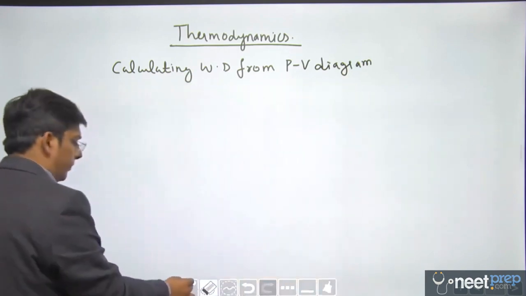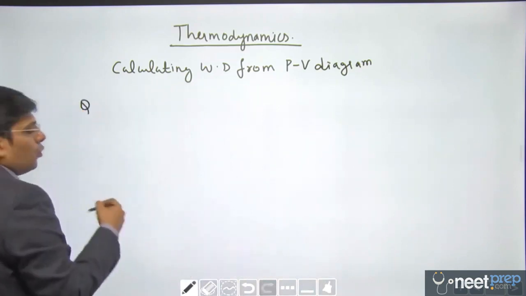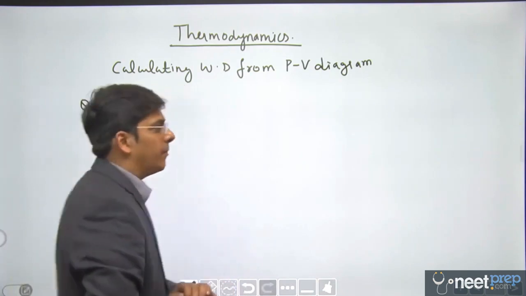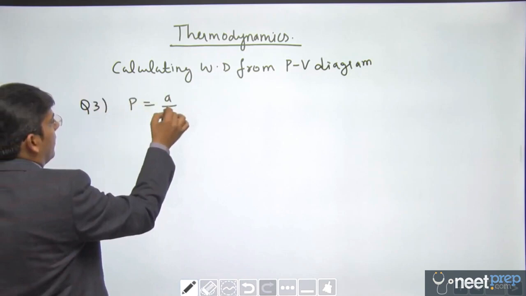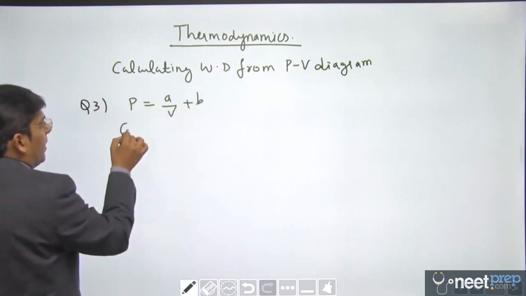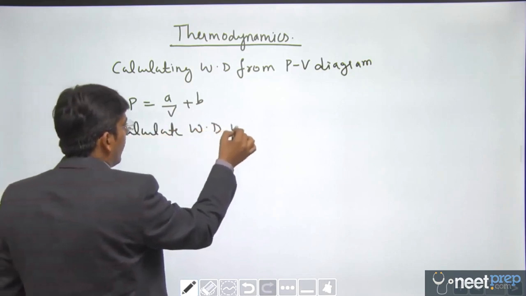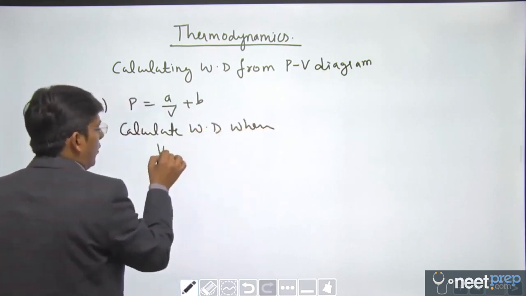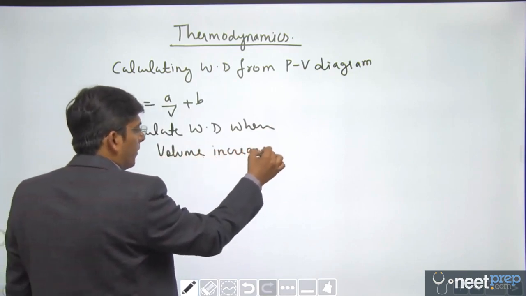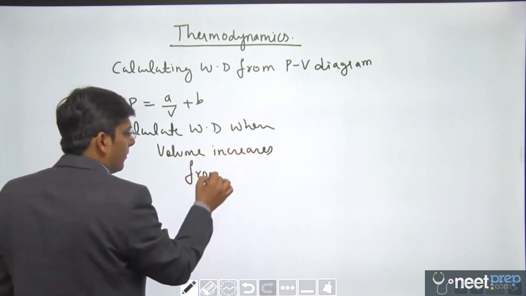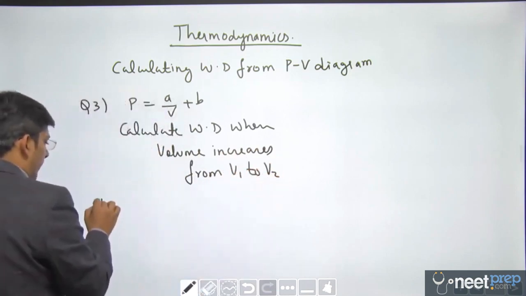Now we have to do more questions based on integration. The next question is pressure is equal to A by V plus B, and you are asked to calculate the work done when volume increases from V1 to V2.